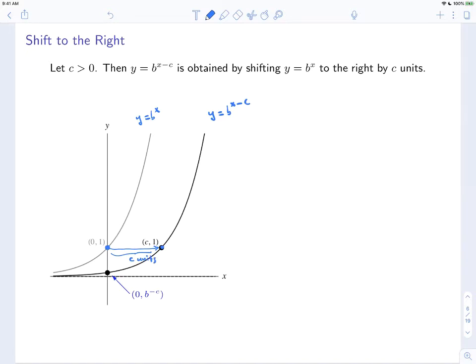Notice that the horizontal asymptote does not change in this case. The horizontal asymptote is still y equals 0. When you shift to the right, you don't just shift the graph, you shift its asymptotes as well.